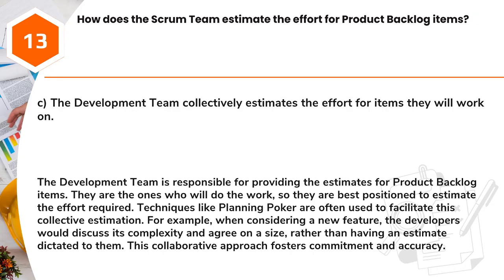Answer: C. The development team collectively estimates the effort for items they will work on. The development team is responsible for providing the estimates for product backlog items. They are the ones who will do the work, so they are best positioned to estimate the effort required. Techniques like planning poker are often used to facilitate this collective estimation.